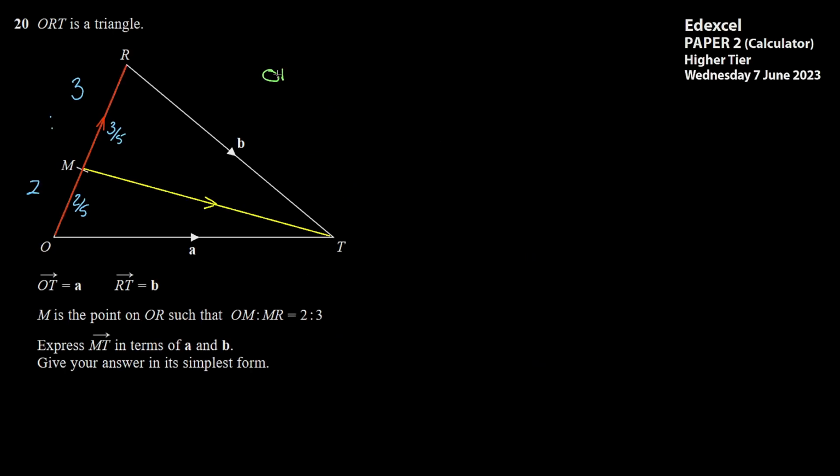So the vector OR, if I travel along OR, well, the equivalent journey is all along vector A and then backwards along vector B. So this is equal to vector A minus B. So now we can do the journey from M to T. And M to T means travelling from M to R. So this is 3/5 of OR plus vector B.